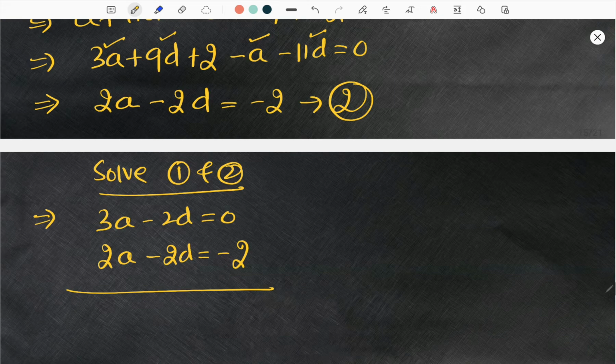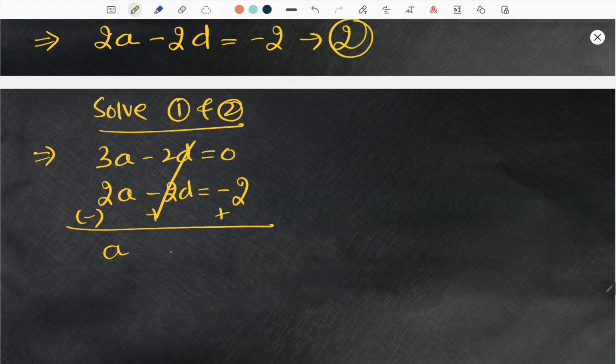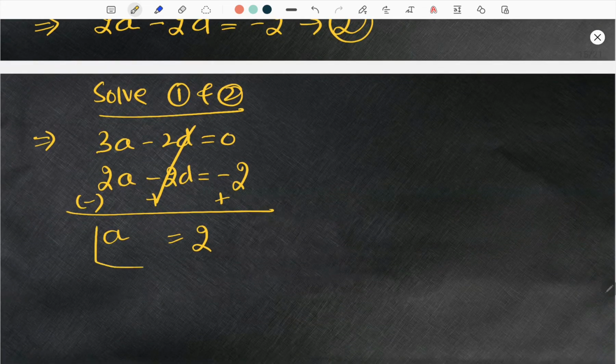Now minus 2d is the same in both. Let us subtract them. If you are subtracting, what happens? The signs change, minus becomes plus, and this becomes plus. Now look at this. 3a minus 2a is a, and minus 2d plus 2d, they get cancelled, right? And that is equal to 0 plus 2, which is 2. So I got the value of a is equal to 2.